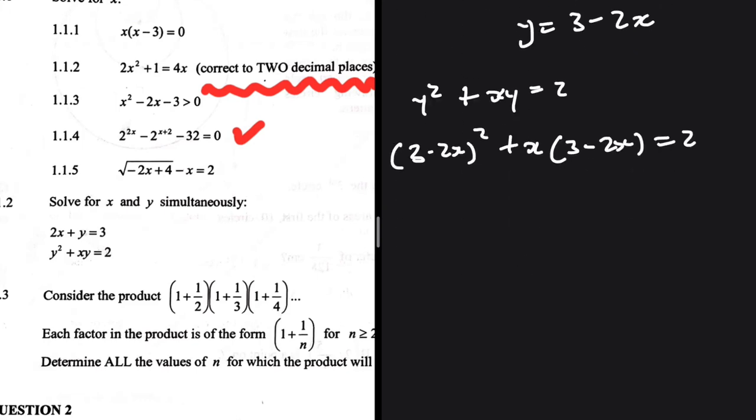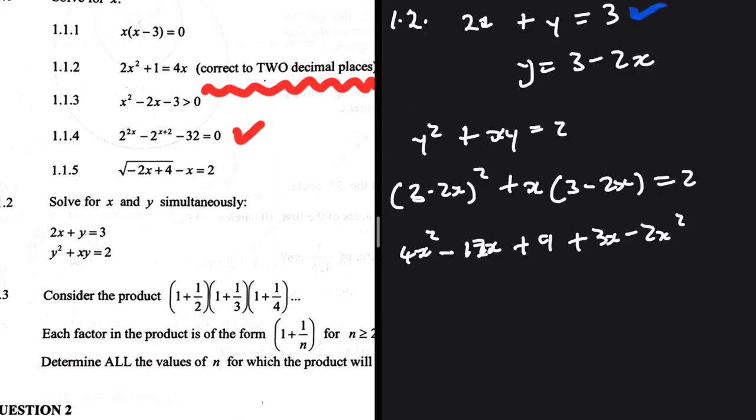We square that, plus x times 3 minus 2x is equal to 2. So let's solve 3 minus 2x squared. This will give us 4x squared, minus 2x multiplied by 3, that is minus 6x, multiplied by 2, minus 12x, plus 9, plus 3x minus 2x squared, and this is all equal to 2. So 4x squared minus 2x squared is 2x squared, minus 12x plus 3x is minus 9x, and then 9 minus 2 is plus 7. If you forget the 2 here and you equate to 0, it's not going to work out. And then this is equal to 0.